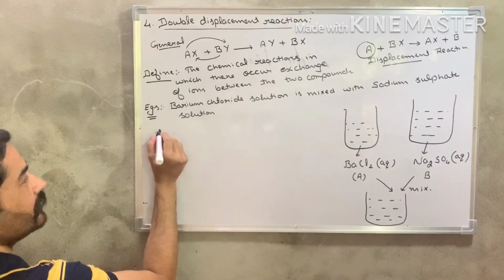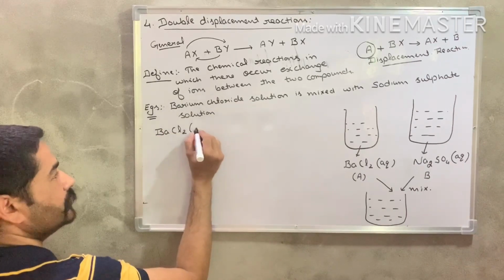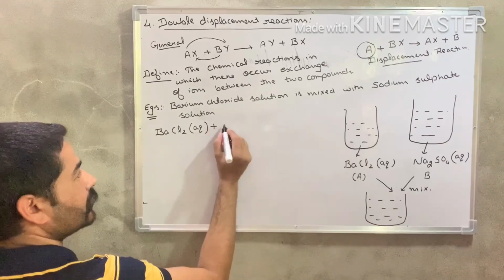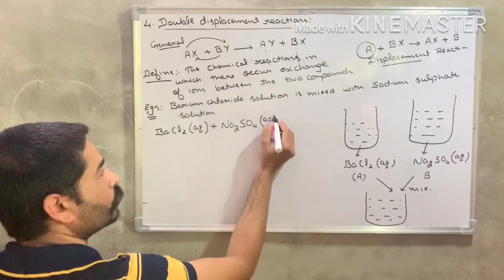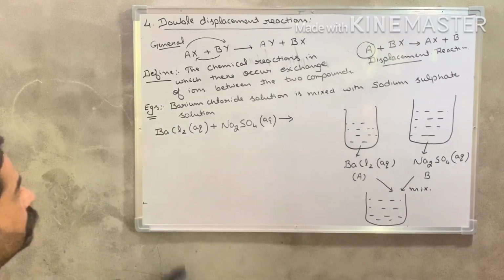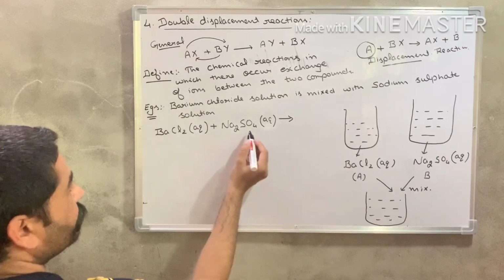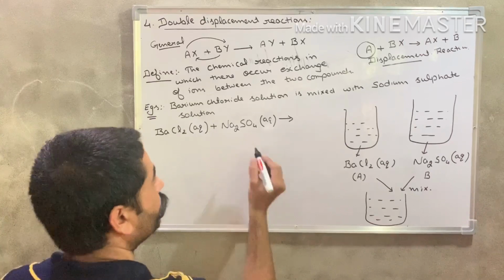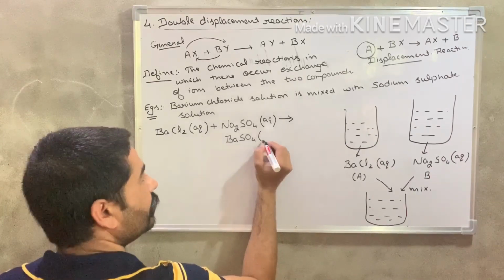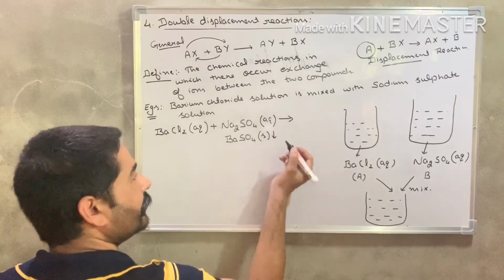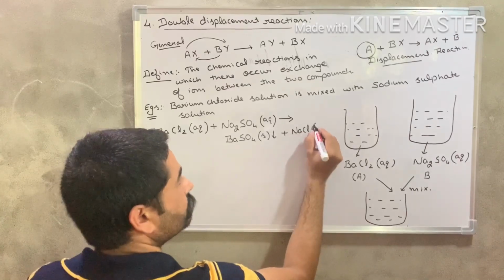Let's do the chemical reaction. Barium chloride, which is aqueous, reacts with sodium sulfate, which is again aqueous, to form what? Double displacement. As I told you, there would be exchange of ions. Barium sulfate and sodium chloride will form. It will form barium sulfate and it will exist as a precipitate. I'll tell you what a precipitate is. And sodium chloride will form in aqueous form.